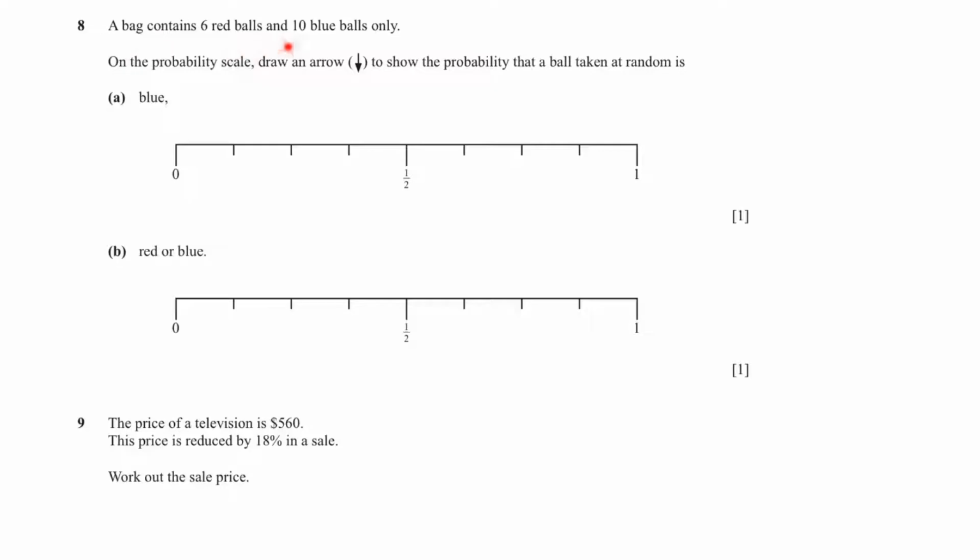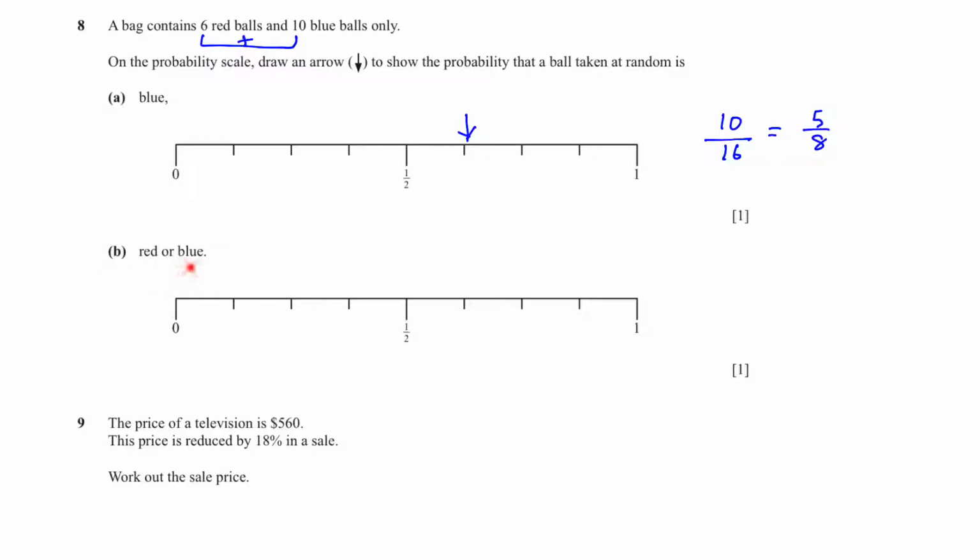A bag contains 6 red balls and 10 blue balls only. On the probability scale, draw an arrow to show the probability that a ball taken at random is blue. How many blue balls do we have? 10. And how many total balls do we have? 6 plus 10, 16. Put this in the calculator and you will get 5 over 8. We can see we have got how many lines? 1, 2, 3, 4, 5, 6, 7, 8. And we want 5 over 8. So 1, 2, 3, 4, 5. This is the answer. Okay.